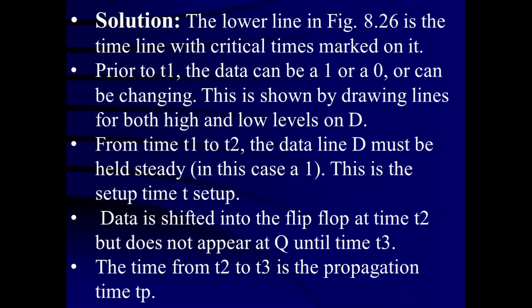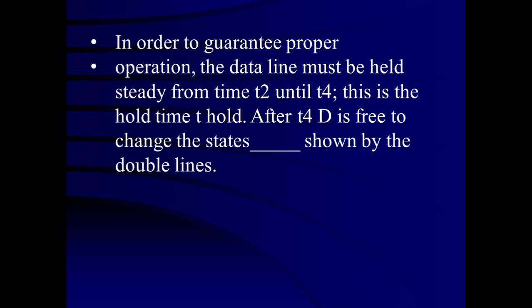Data is shifted into the flip-flop at time t2 but does not appear at Q until time t3. So the time from t2 to t3 is the propagation delay time Tp. In order to guarantee operation, the data line must be held steady from time t2 until time t4. This is the hold time T hold. After t4, D is free to change the state, shown by the double lines.